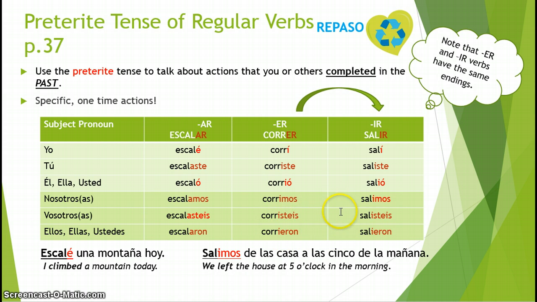Let's look at some examples using some of these verbs. Using the verb escalar, I would say, yo escalé una montaña hoy. I climbed a mountain today. Salimos de la casa a las 5 de la mañana. We left the house at 5 o'clock in the morning. So these are my regular endings for the preterite tense.